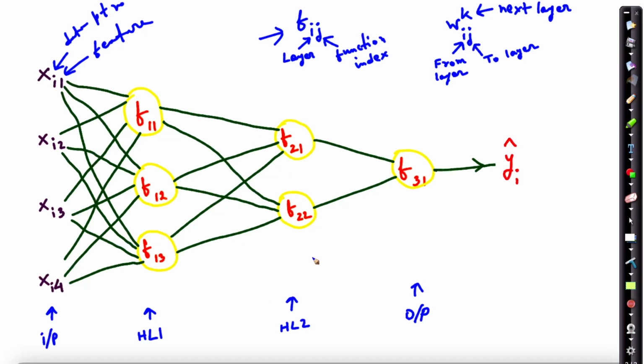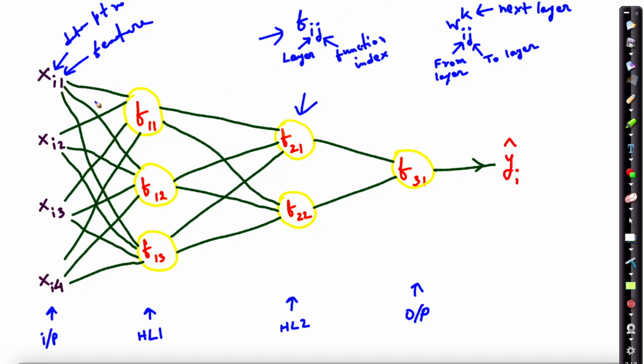Likewise, in this particular hidden layer 2, this is function number 1, so the second subscript is 1. But this is in layer 2, so the first subscript is 2. I hope it is very simple, and I do not need to explain it more. Here also the same logic applies. In the output layer, we are using layer number 3, so the third layer and function 1. It is very simple.